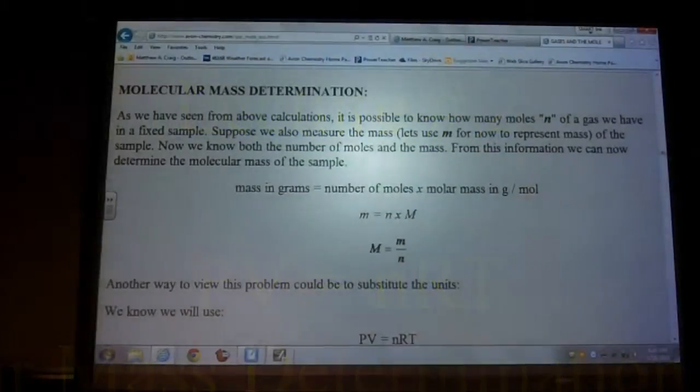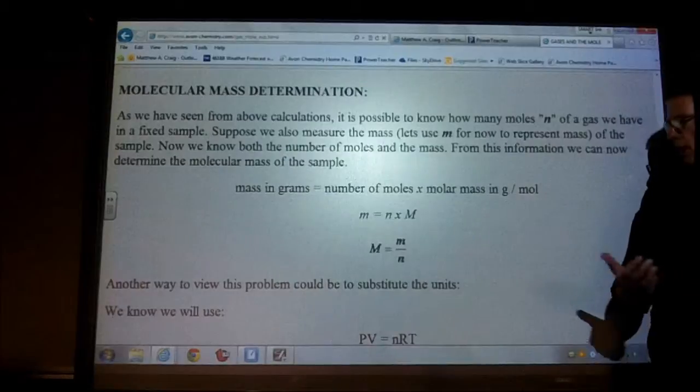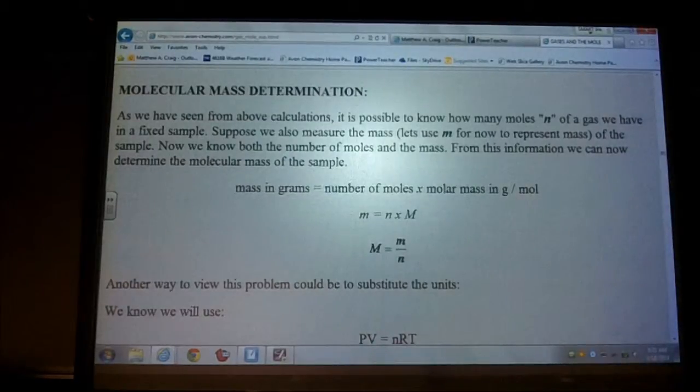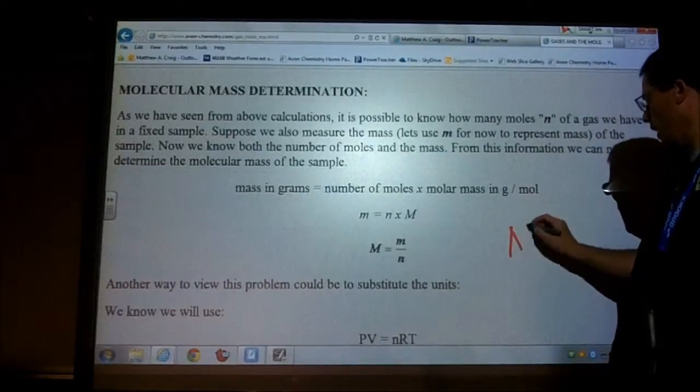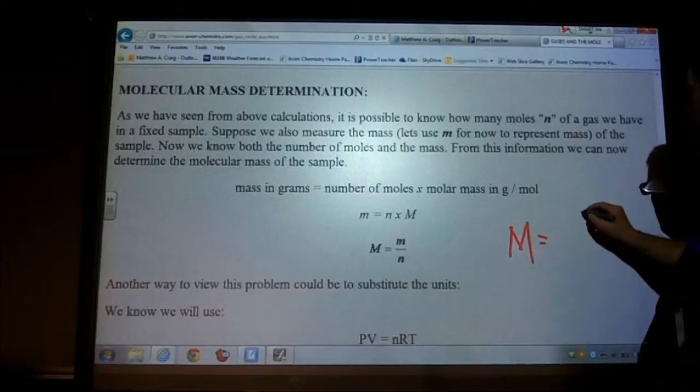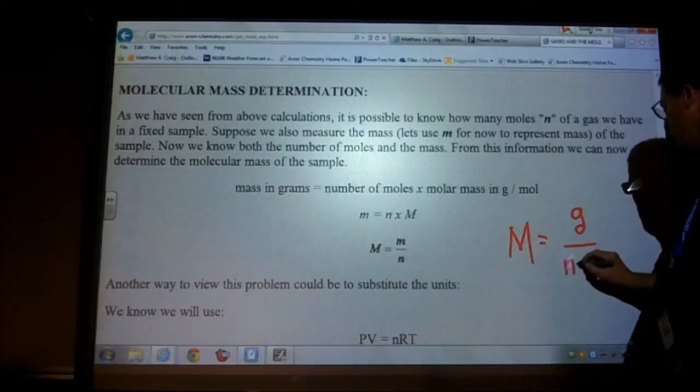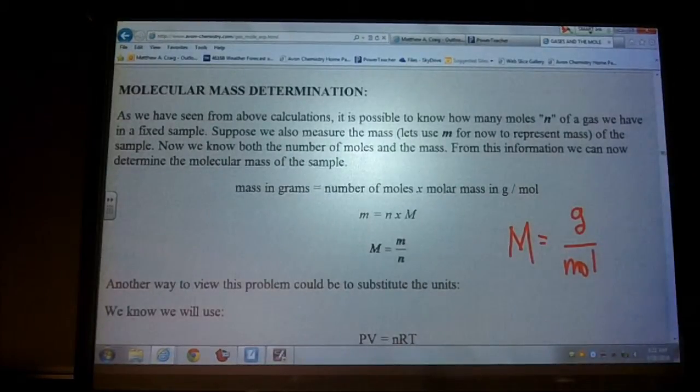So again, we're going to keep using PV equals nRT, but today we're going to start to modify some things. What we're going to do is determine the molecular mass. When we talk about molecular mass, we can categorize it as big M, and the units for molecular mass are grams per mole. So we can find out how many grams we have, determine how many moles we have, or use PV equals nRT, which is really sweet, and it'll give us this value.